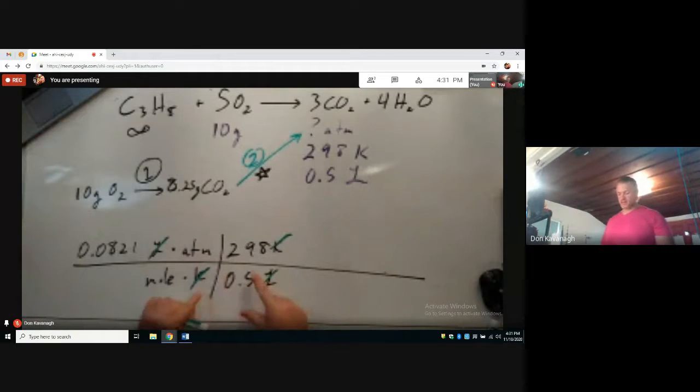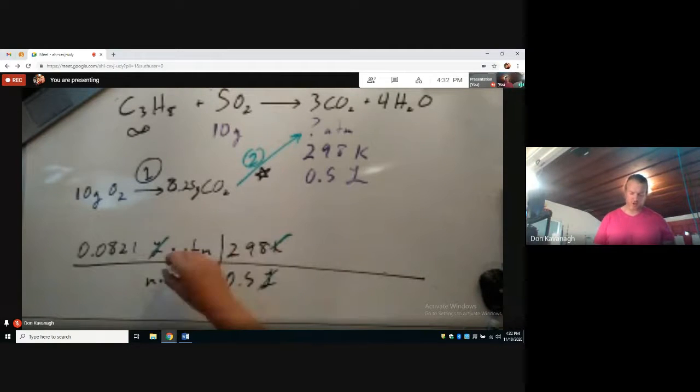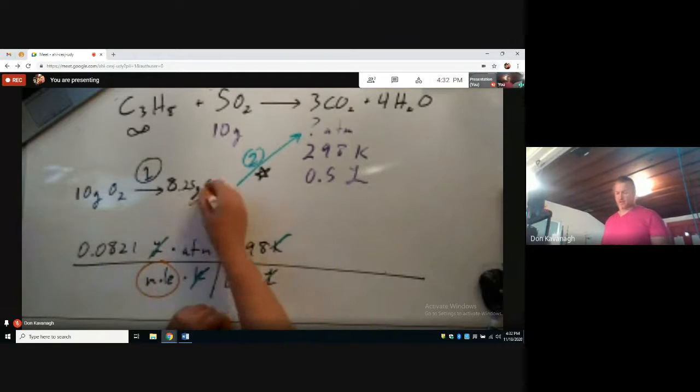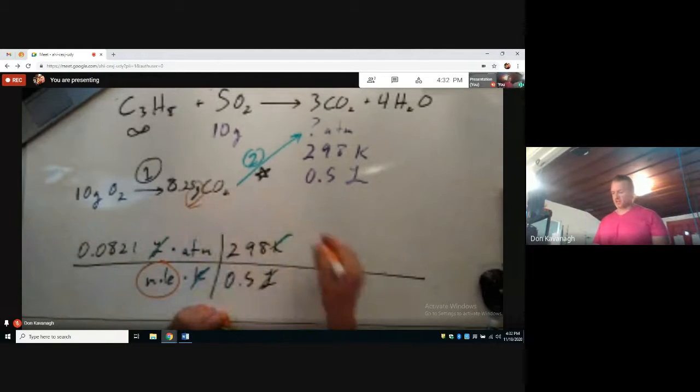I didn't need to know PV equals nRT. All I needed to know was top cancels out bottom, like in math. And those words, those units, those symbols canceled out, the K's and the L's, and the liters. Now, I have to get rid of the moles that's in here. And I have grams right here. This is a link in the chain that I hope makes a connection here, okay?